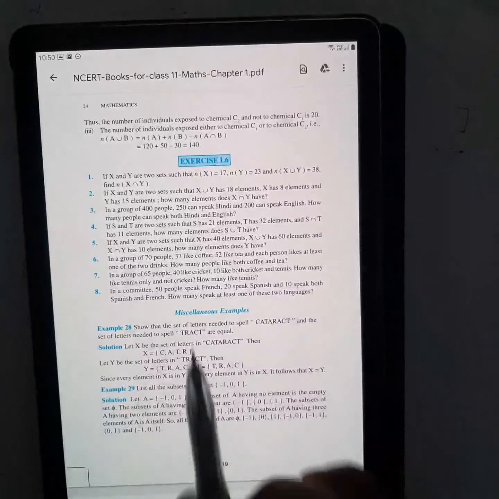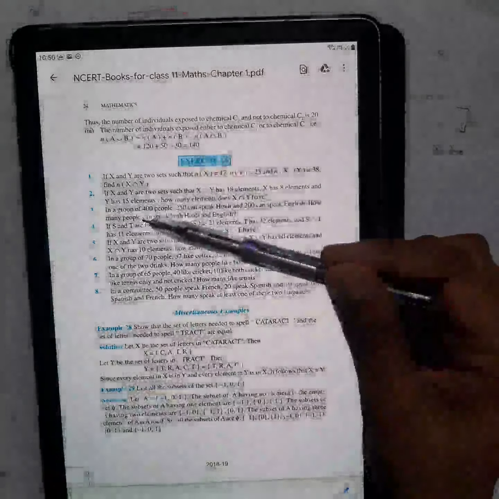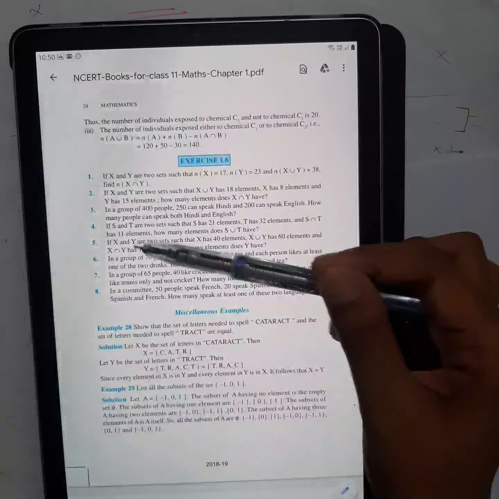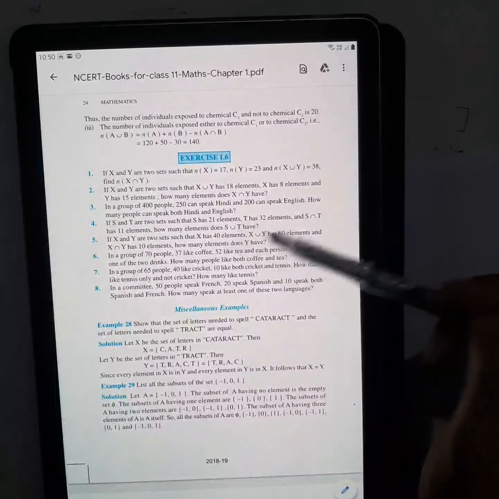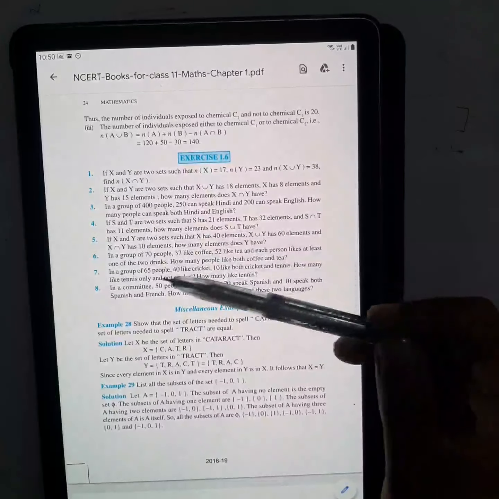Okay, students, so next is question number 6. Rest of the question you can do it also here. Number 3, 4, 5 you can do yourself also. Very simple question. You just have to put all those values in the formula, okay? Just try to understand the question.